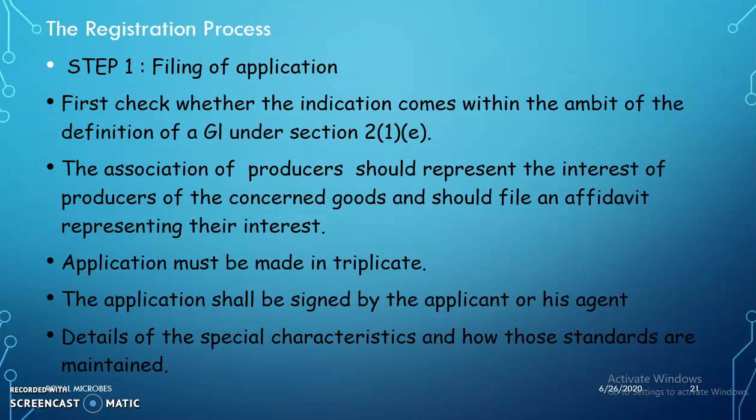Next, we can see the steps in registration. Step 1 is the filing of an application, and this application must be filed along with an affidavit, and the application must be made in triplicate and it shall be signed by the applicant or his agent, and the details of the special characteristics and how those standards are maintained must be included in the application.